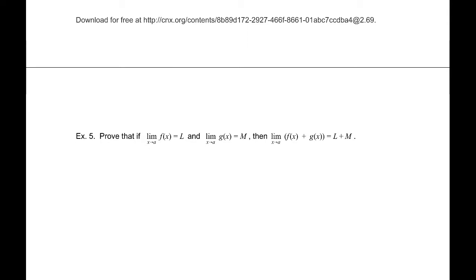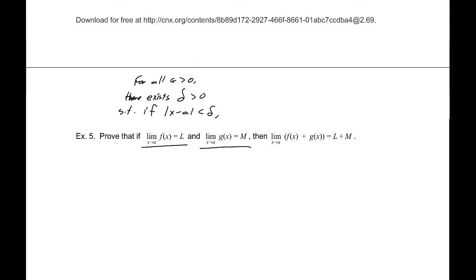So first, I have two assumptions. Well, the first actually means that for all epsilon greater than 0, there exists a delta greater than 0 such that if the absolute value of x minus a is less than delta, then the absolute value of f of x minus L is less than epsilon. And similarly for our g of x.